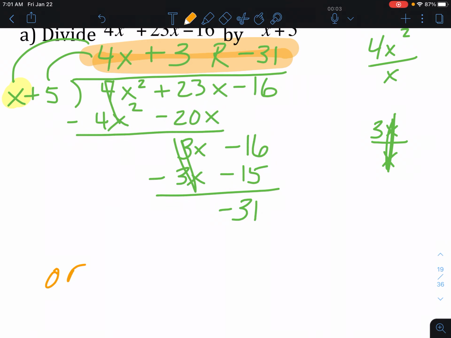or a way of writing it with a fraction would be 4x plus 3, and then for the remainder, you can put plus negative 31 over x plus 5. That's the more formal way of writing it.